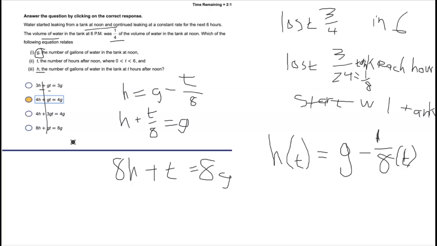What did I miss? Oh, I'm sorry. Let's back up. I'll show it in red. I don't lose 1/8 of a gallon per hour. I lose 1/8 of a tank each hour. So I lost my G over here. Sorry about that. So there should be an extra G over here. So that means there's a G over here.